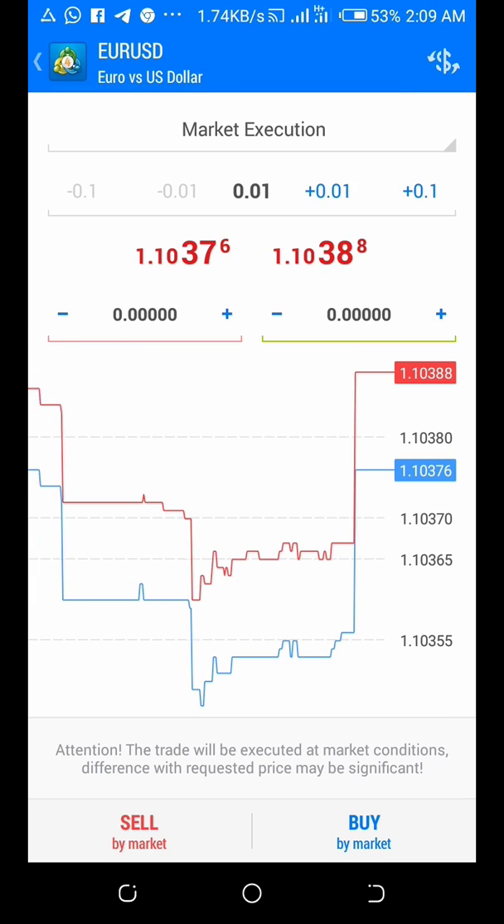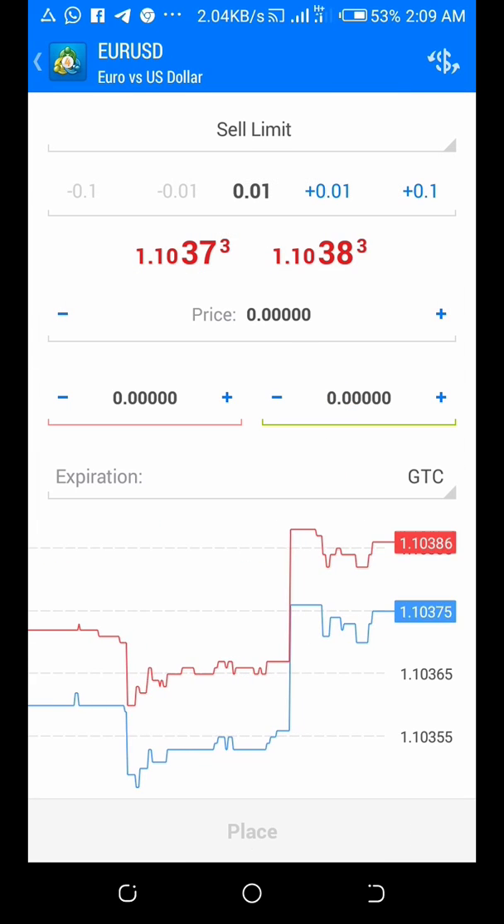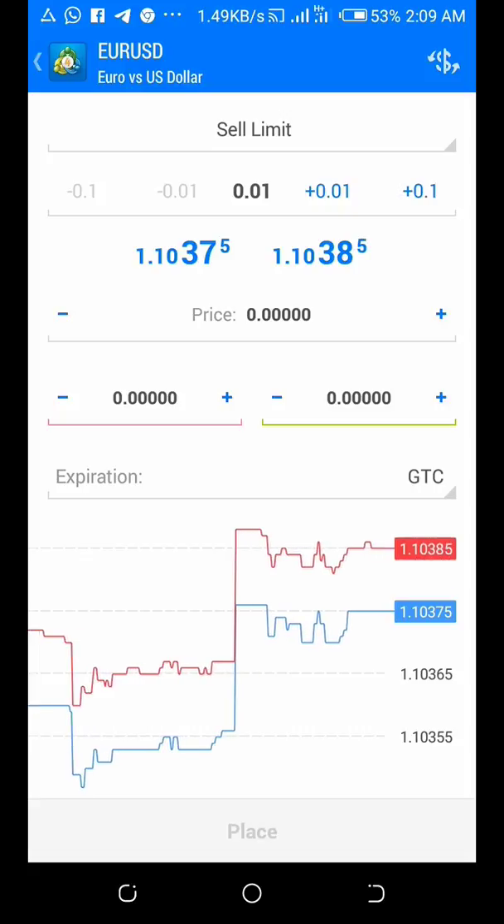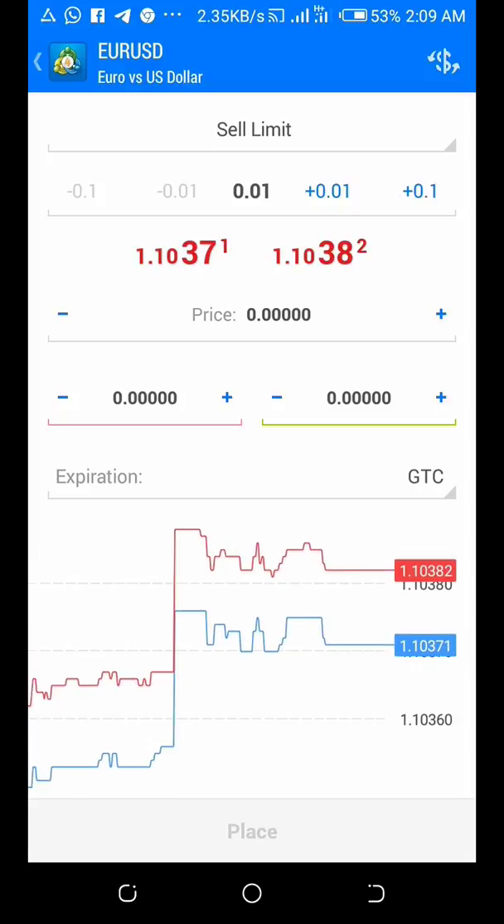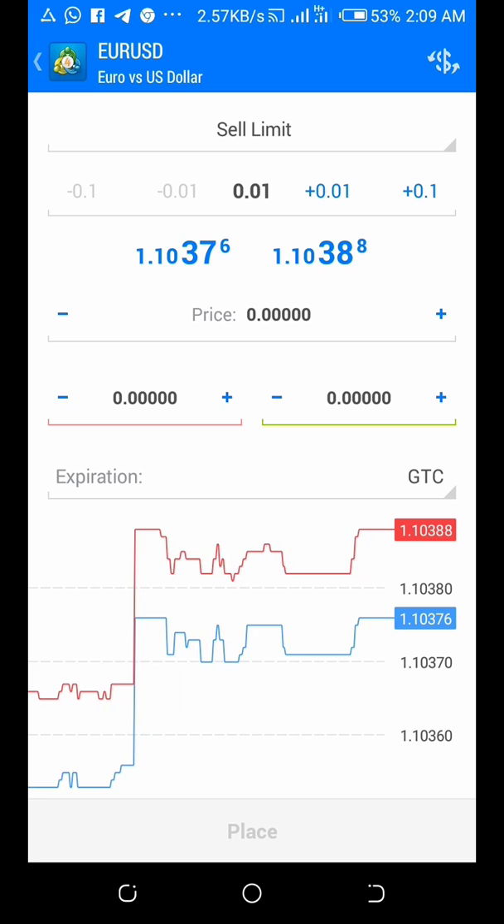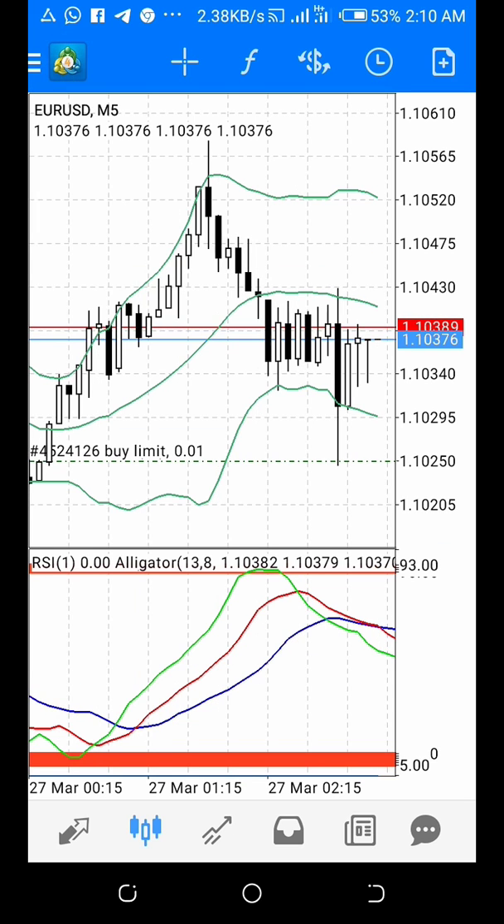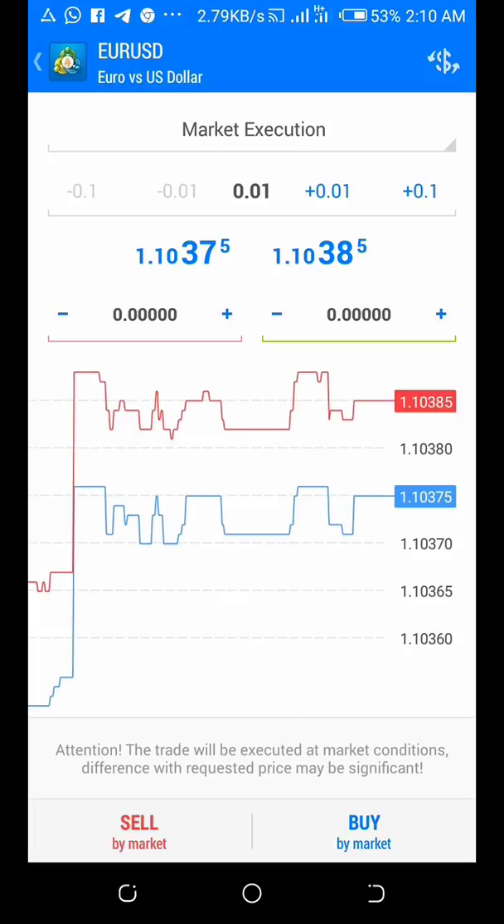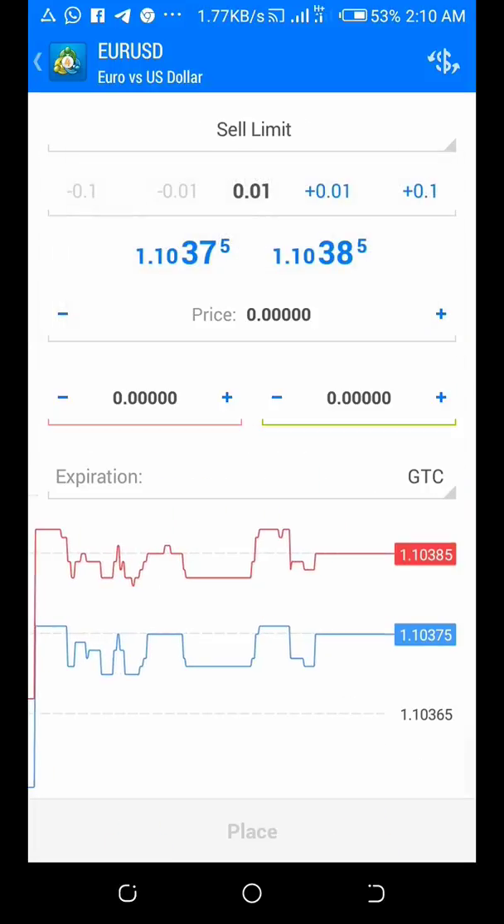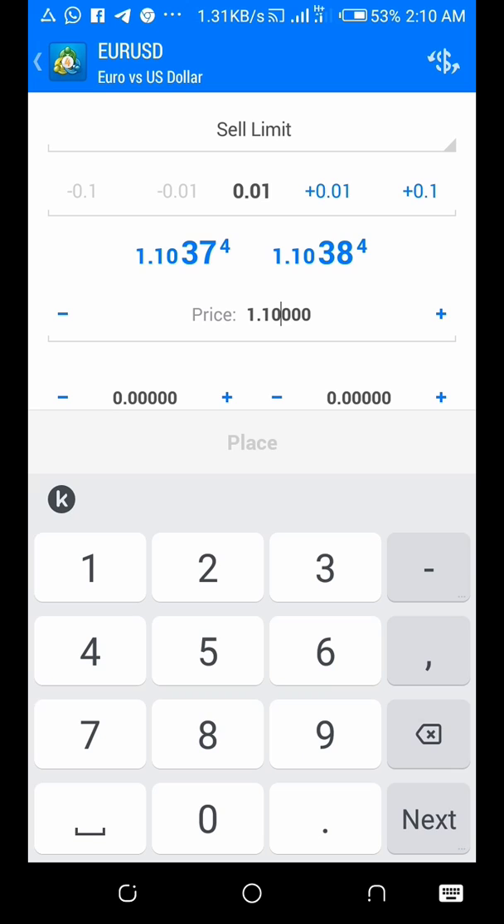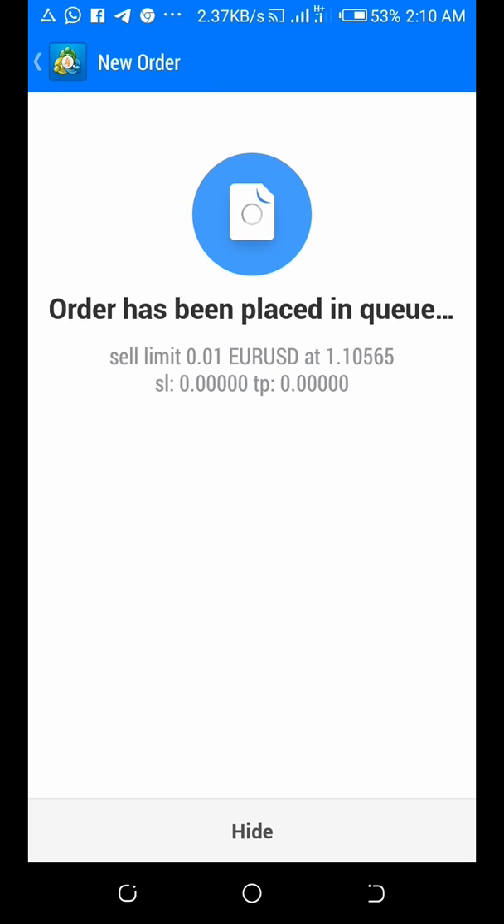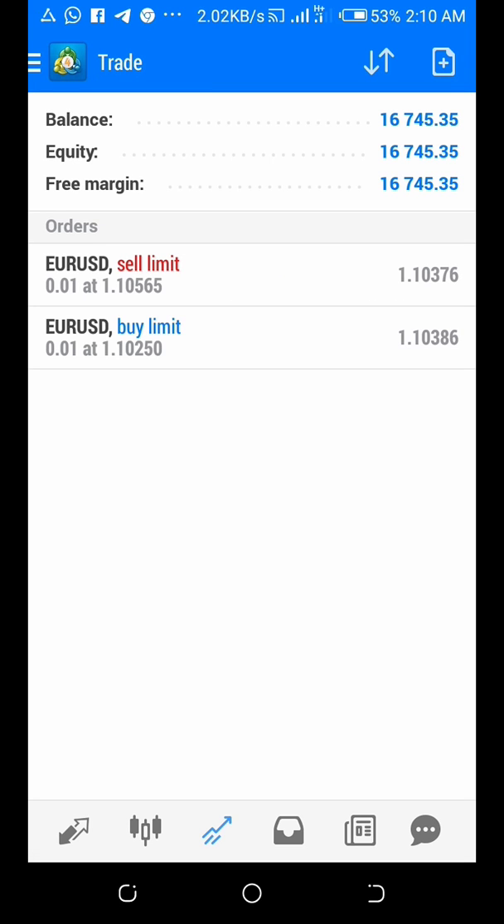Okay, let me go again to sell limit. What is sell limit? Sell limit is when an order is placed above the price and the price keeps going down. From your analysis you said, okay, this market is going to buy a bit more, so when it can buy to 1.10565, that is coming down. So here you set a sell limit at 1.10565, and your market will sell. So this is what we call buy limit and sell limit.